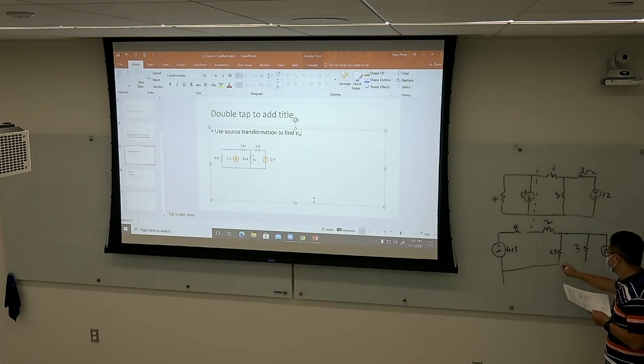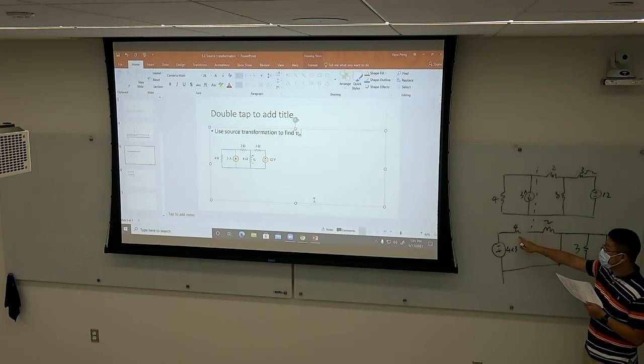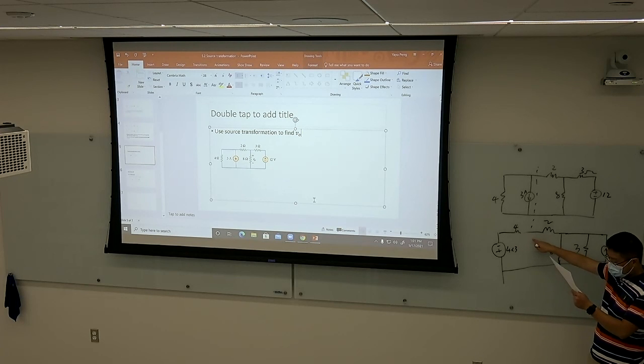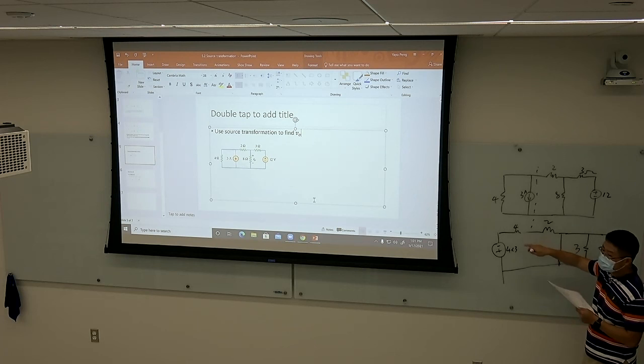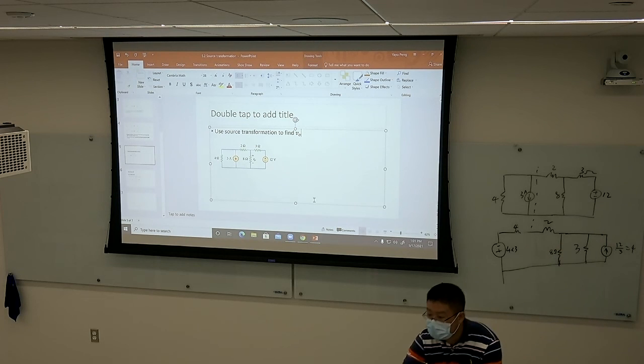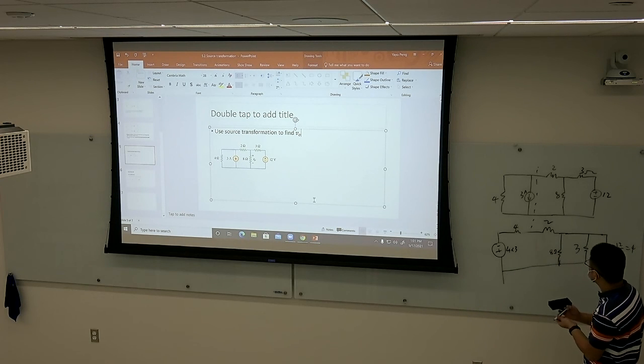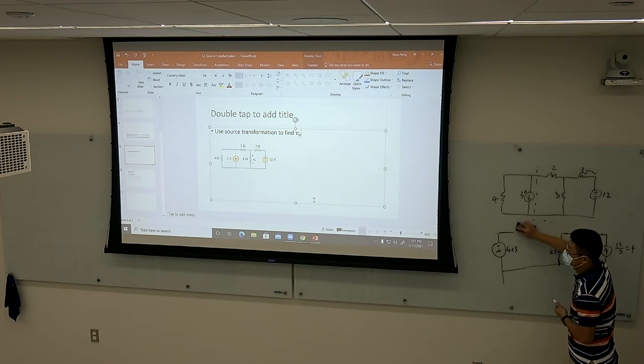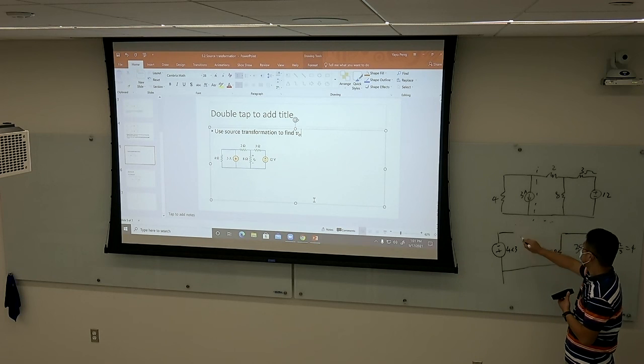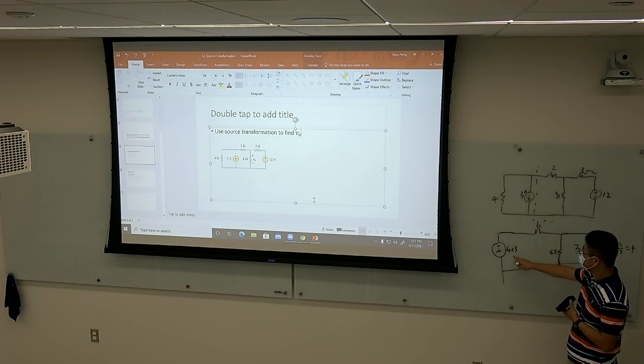So the above circuit is simplified into this circuit. We can further simplify this circuit because we can see that these 4 and 2 are in series. So this becomes a 6 ohm resistor, and we can use the source transformation again.